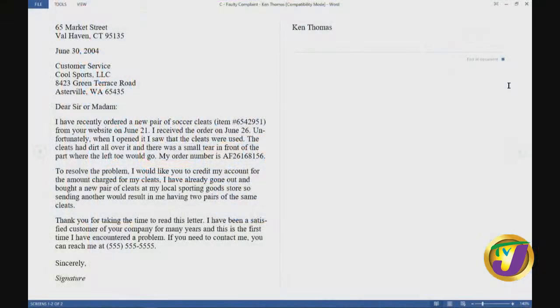So again, please, I am begging you, keep the letters on the level. So let's turn to Ken Thomas's letter now and see what Ken Thomas did that wasn't supposed to be done, what Ken did that he should not have done. So have a look at that one now. Remember, we're looking at it from start to finish.